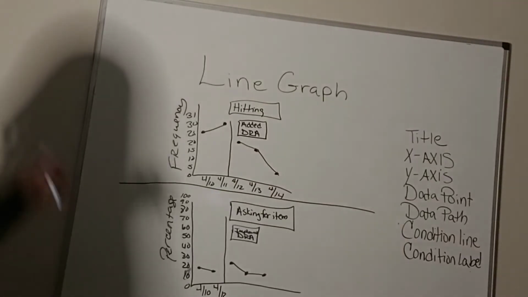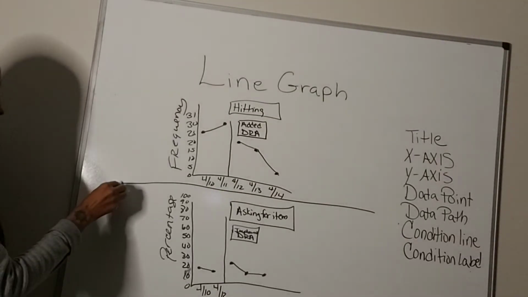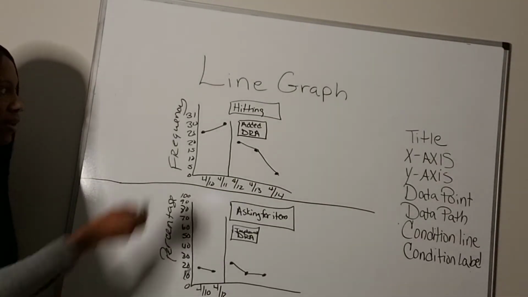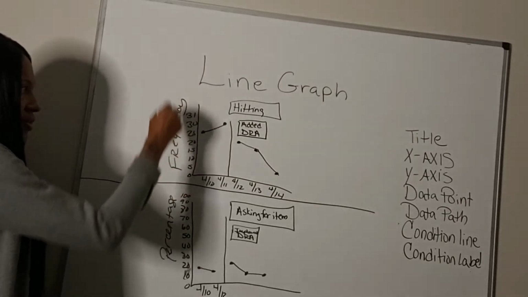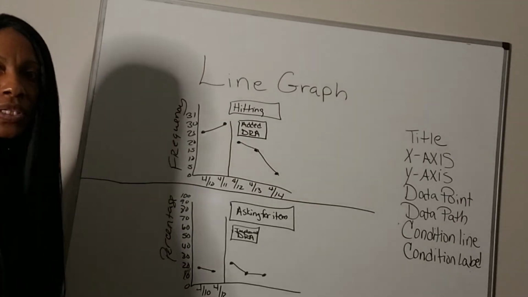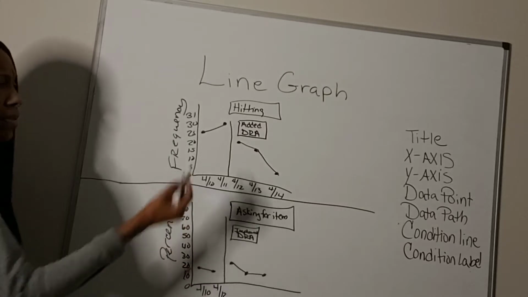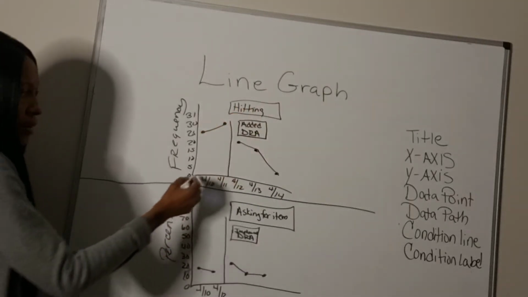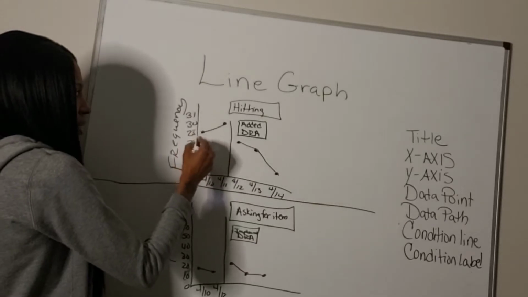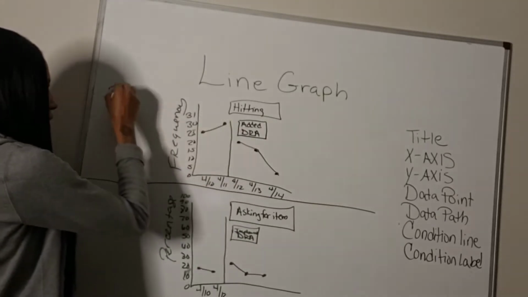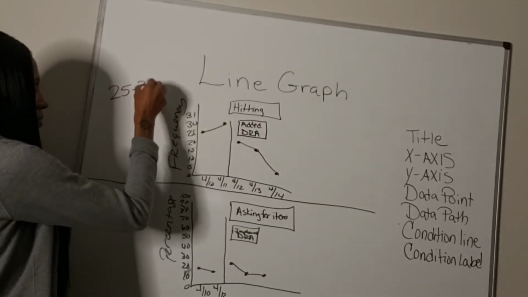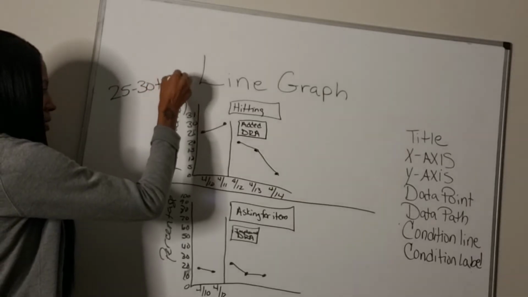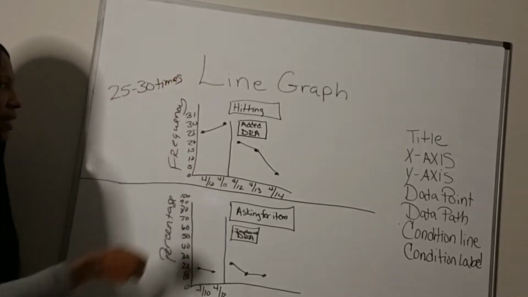All right, so on the top graph, we have our y-axis and we're measuring frequency. And what is frequency? It's a count, how often it's happening. But what are we measuring? Hitting, all right? So these 2 days, we knew that hitting was occurring from 25 to 30 times within that whole day, okay?